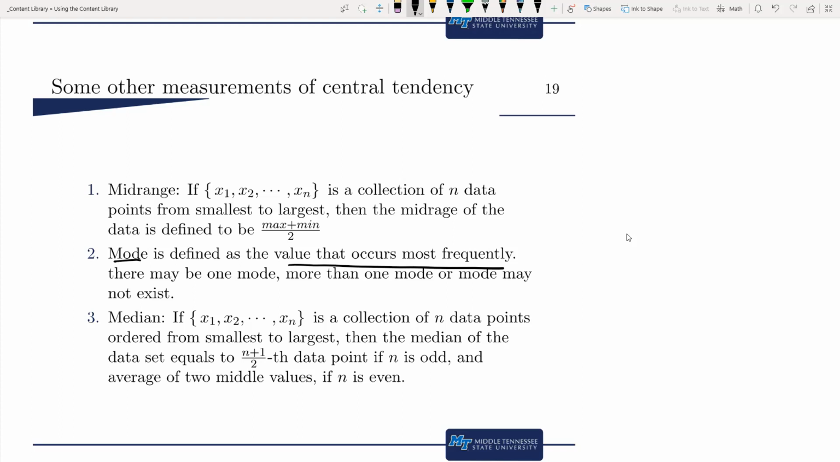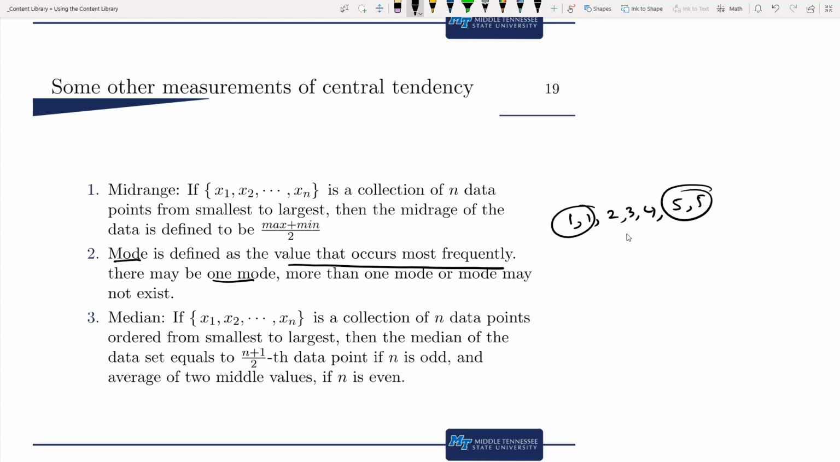You can be in a situation where there is more than one mode. So it can be unimodal, bimodal, or multimodal, depending on the distribution, depending on the data set. For example, let's say you have 1, 1, then 2, 3, 4, 5, 5. Then of course you have a bimodal distribution.